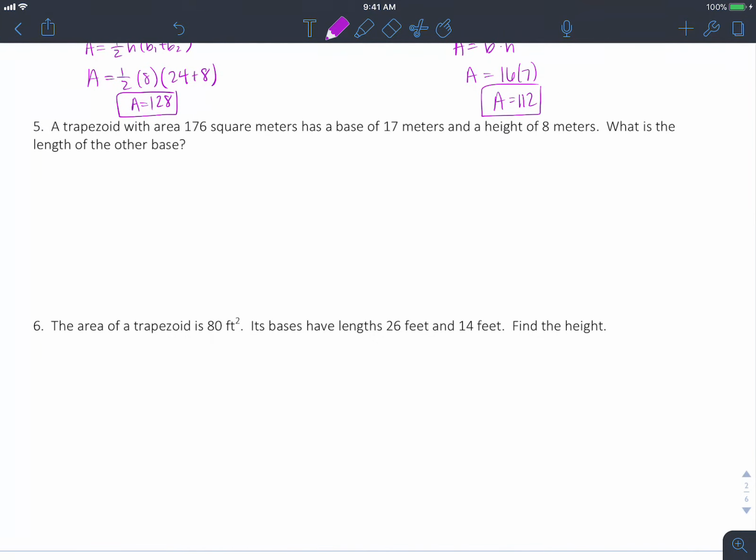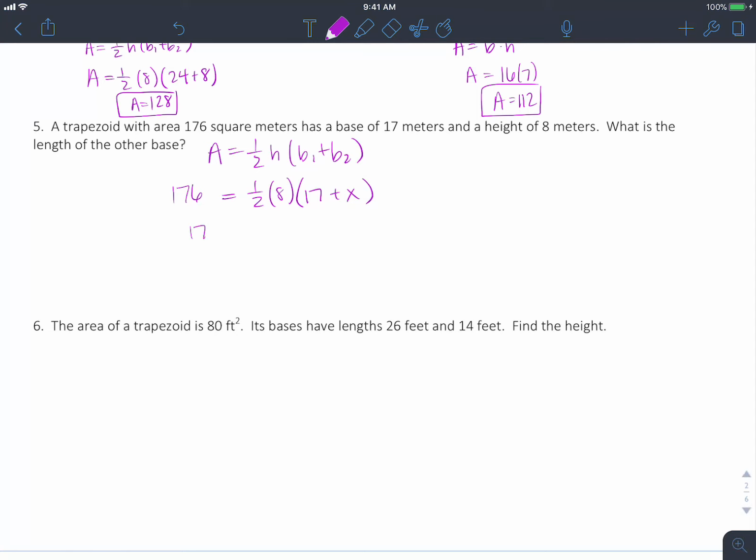All right, number 5, trapezoid with an area of 176 has a base of 17 meters and a height of 8. What is the length of the other base? So we have our formula. Our area is 176. We have 1/2. Our height is 8. Base 1 is 17, and our other base is unknown.